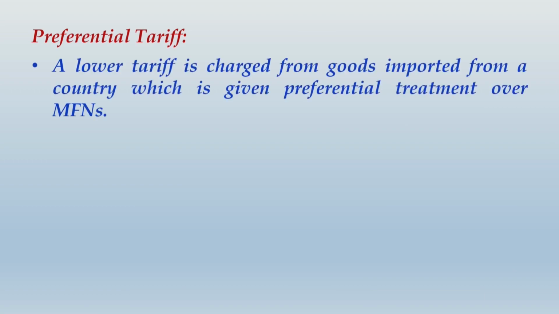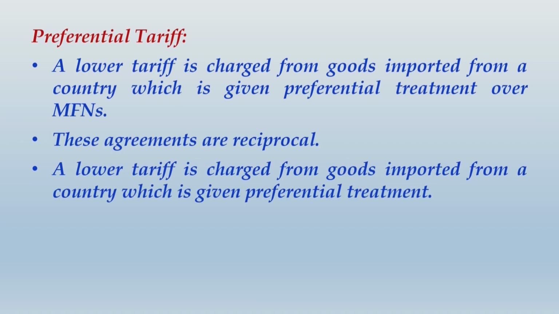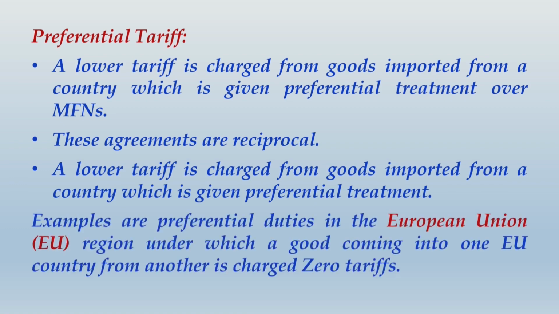Preferential tariff. A lower tariff is charged from goods imported from a country which is given preferential treatment over MFNs. These agreements are reciprocal. A lower tariff is charged from goods imported from a country which is given preferential treatment. Examples are preferential duties in the European Union, that is EU region, under which a good coming into one EU country from another is charged zero tariffs.